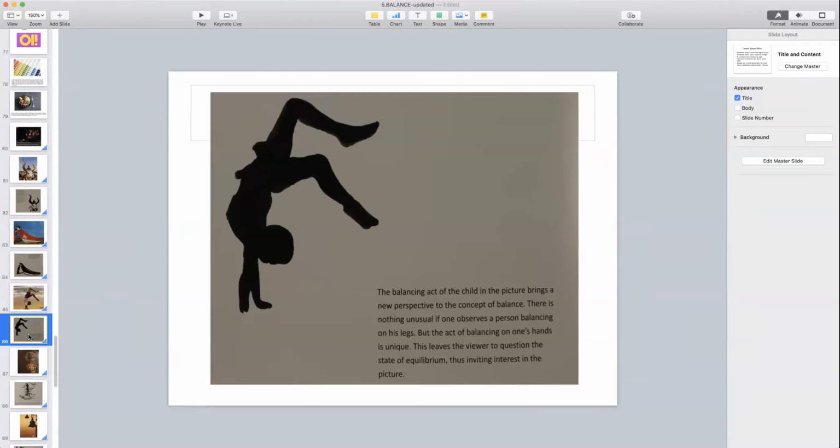So the balancing act of the child in the picture brings a new perspective to the concept of balance. There is nothing unusual if one observes a person balancing on his legs. But the act of balancing on one's hand is unique. This leaves the viewer to question the state of equilibrium, thus inviting interest to the picture.